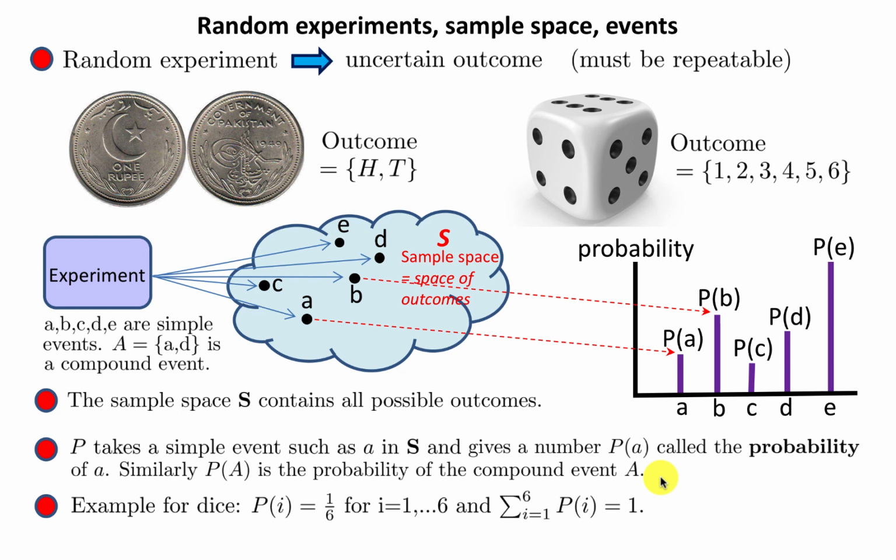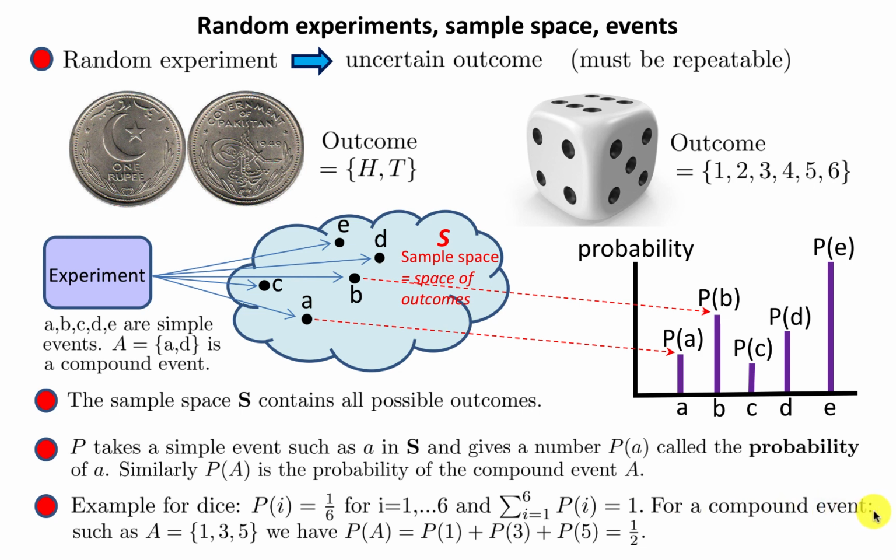For example, take a normal die. In that case, the probability of having any number i, where i is 1, 2, 3, 4, 5, 6, is just 1/6. And, of course, if you add up all of these probabilities, that has to be 1. This is the statement that the die will land and it will give you any one of these numbers.